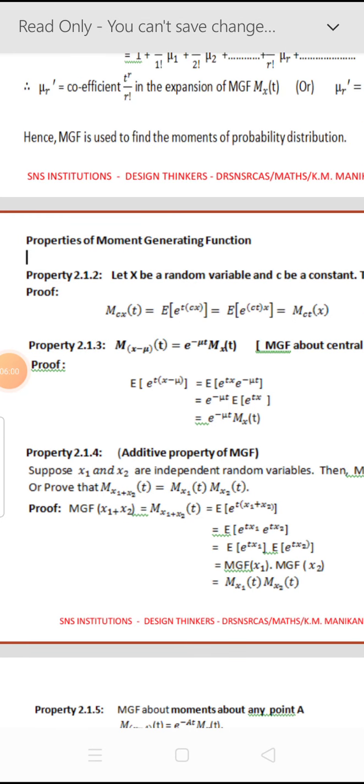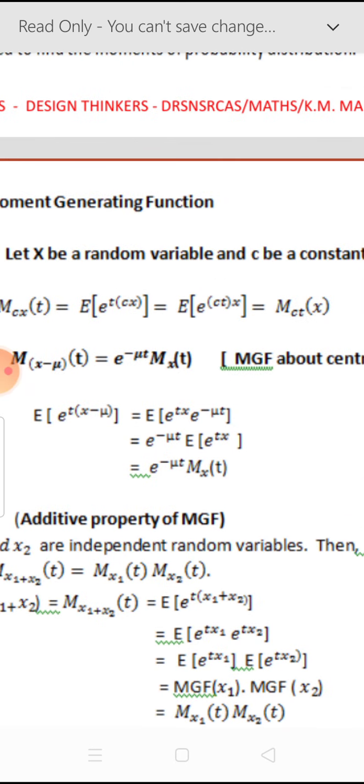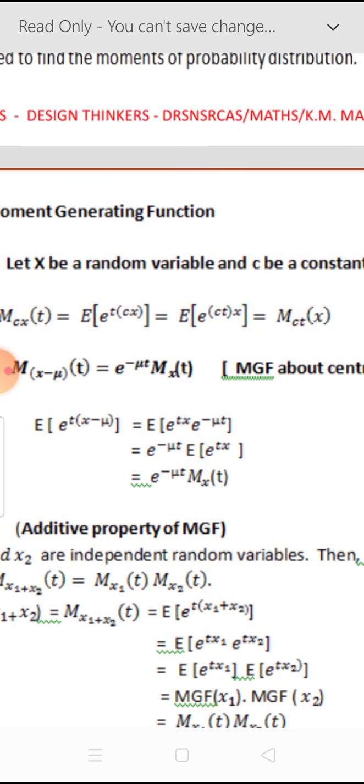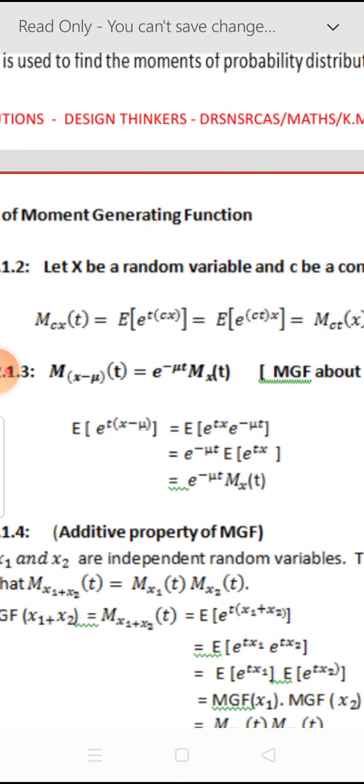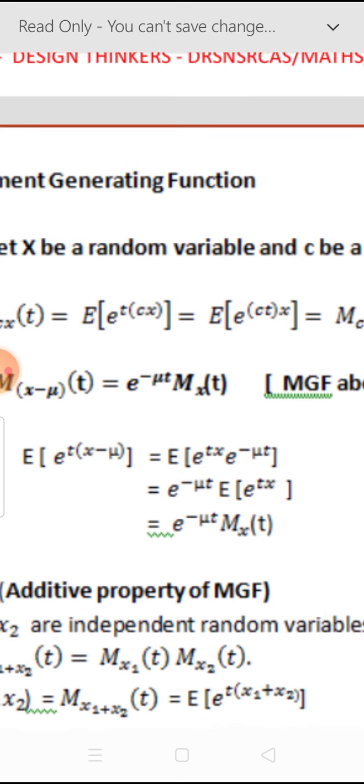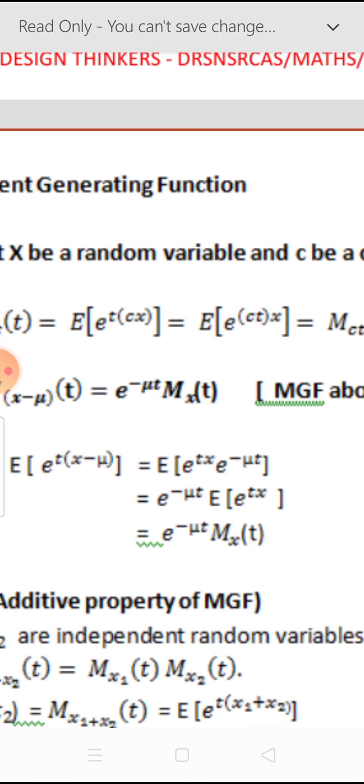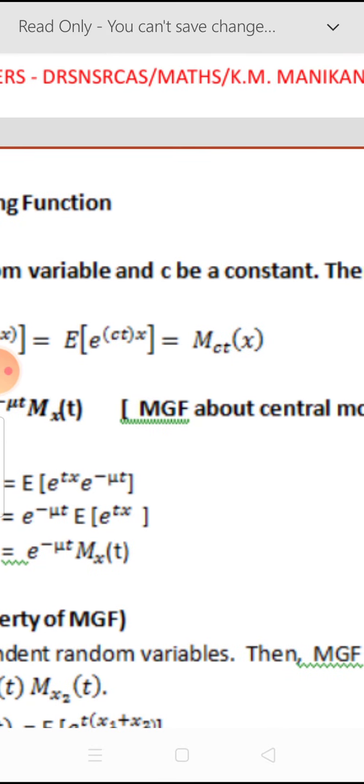Next we see the properties of the moment generating function. Let X be a random variable and c be a constant. Then here M_cX(t) is equal to E of e power t into cX. So here, expectation of e power t into cX, we replace it, and t into cX can be written as ct into X, E of e power ct into X. This is nothing but M_X(ct).